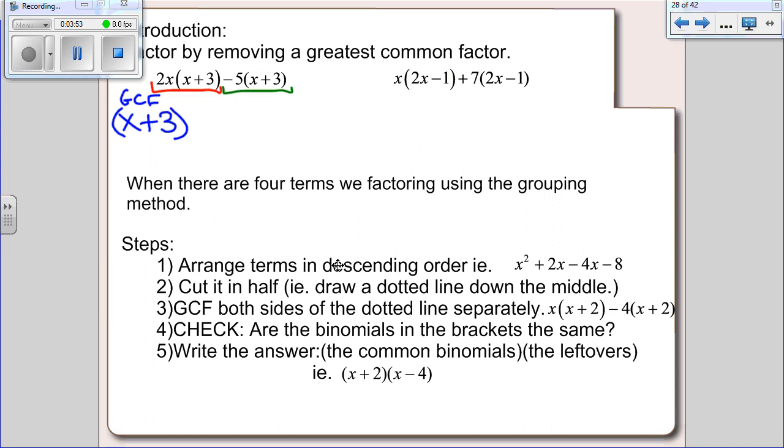When I take out a greatest common factor, I write what's left over in the brackets. So if I looked at the red side and I took out an x plus 3, what would I be left with? Just a 2x. And if I look at the green side and I took out an x plus 3, what would I be left with? Just a minus 5. And you see how greatest common factors can work on a little bit bigger scale than what we're used to.